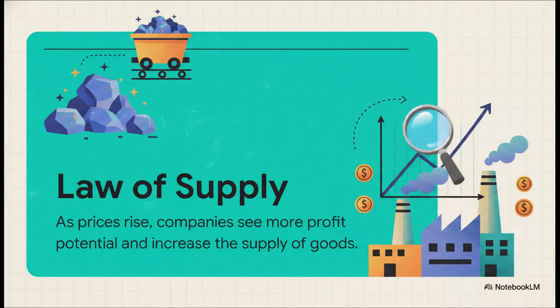Simple as that. But then, on the other side of the rope, we've got the law of supply, and this operates in the exact opposite direction. As prices rise, companies see a whole lot more profit potential, so they naturally increase the supply of those goods. I mean, think about how the soaring prices of lithium for electric vehicle batteries have driven mining companies to aggressively explore new sources and expand their production. When prices are high, suppliers are heavily incentivized to produce more.